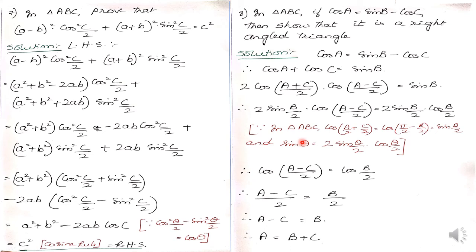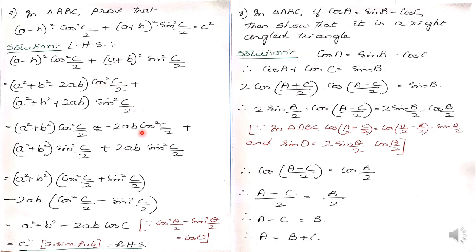Question: In triangle ABC, prove that (a minus b) the whole square into cos square C by 2 plus (a plus b) the whole square into sine square C by 2 is equal to c square. Now, we take the LHS. In the LHS, (a minus b) the whole square, we use the formula and get a square plus b square minus 2ab. Similarly, (a plus b) the whole square, the formula is used and we get a square plus b square plus 2ab.